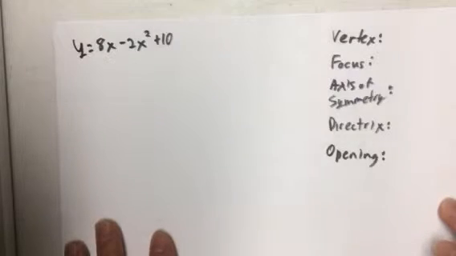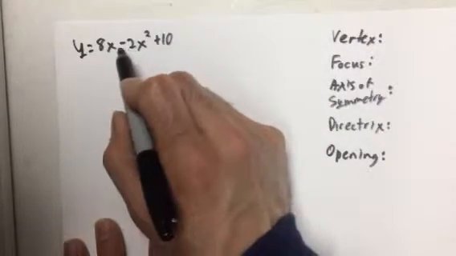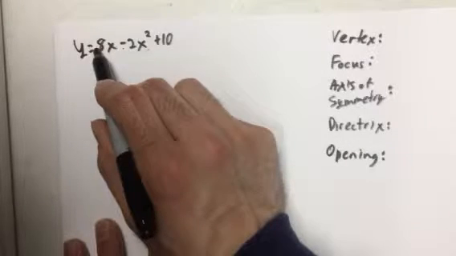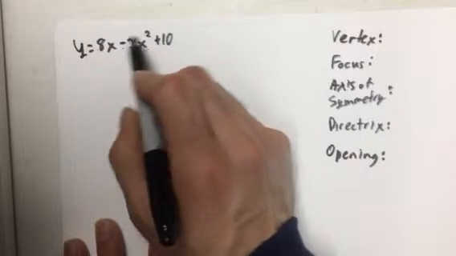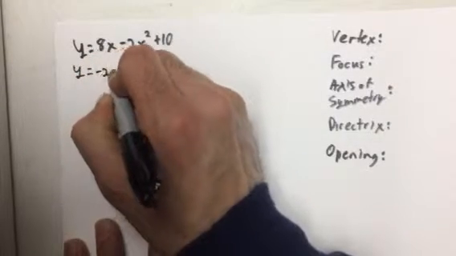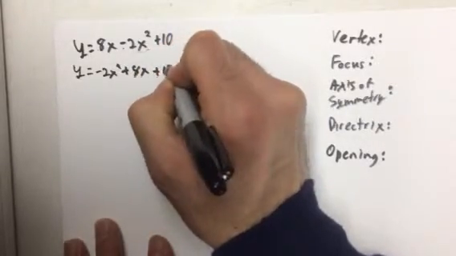This is 10-2 study guide page 1 exercise number 2. The first thing we need to do is reorder these terms so that this one is first, the negative has to go along with it, then plus this term, then the plus 10, so that it's ax squared plus bx plus c. So y equals negative 2x squared plus 8x and then plus 10.